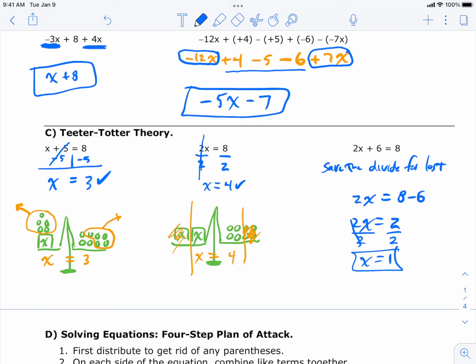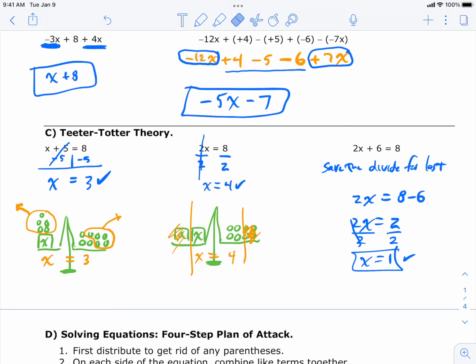X equals 1. You can check your solution by putting it in here. If I said 2 times 1, that would be 2. Plus 6, that really is 8. So yes, that solution really does work. Okay? You can always check your answers like that. Just plug it right back in, make sure it works. It's the fastest way in the world to make sure you're getting the problem right. That's really good advice on a test. Just plug it in, make sure it works.